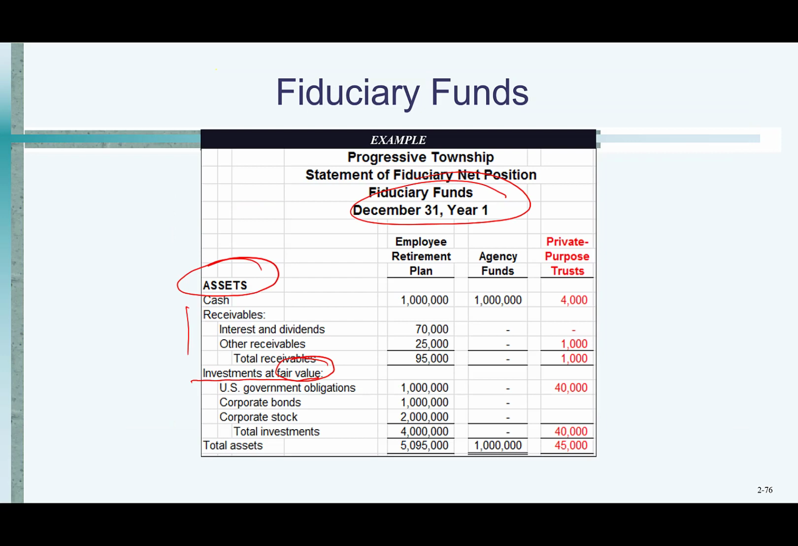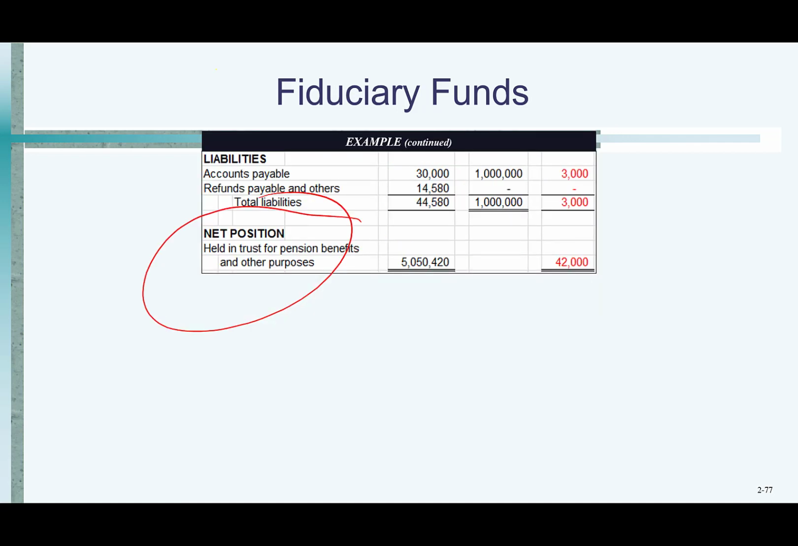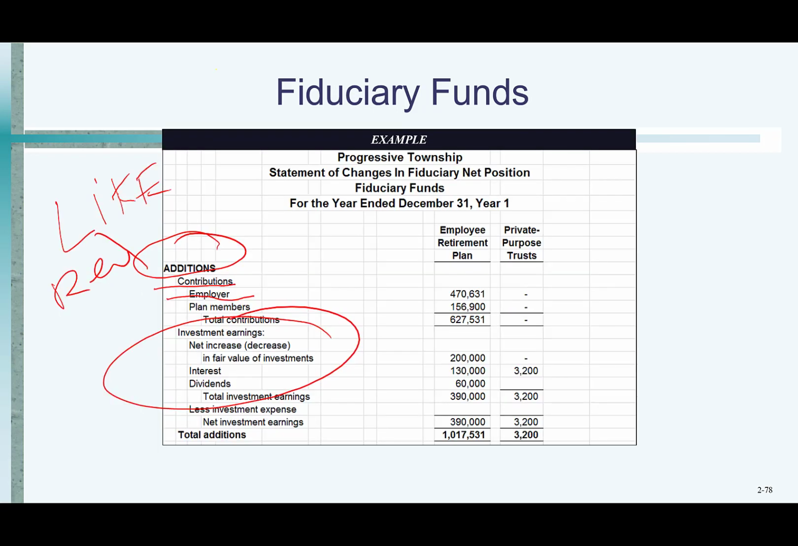Okay, and so we give you some examples of what the fiduciary fund statements look like. Assets, we will report things at fair value often in these funds, because if we're holding investments and whatnot for the benefit of others, it makes sense to report those at fair value, right? Net position is shown as the difference. When we report the changes in fiduciary net position, our additions are like revenue. Notice revenues, which we call additions, include contributions from both the employee and the employer. These days, more and more public employees are being asked to contribute to their own pension. Okay. Then we have what? Different earnings from different investments.